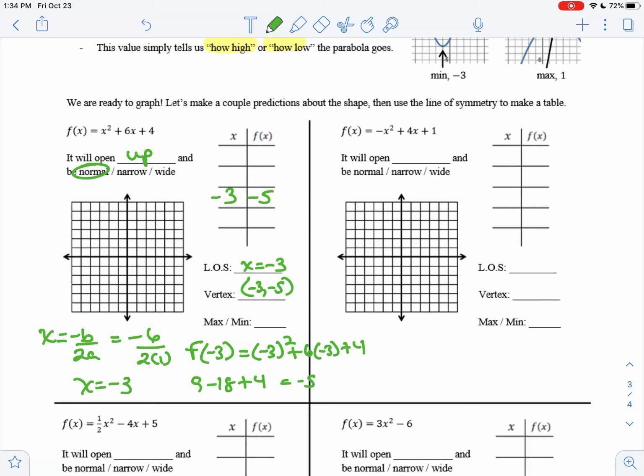So the best thing to do is stick that number in the middle. Okay? Because then you can pick values around it. That's where the symmetry is going to occur. So the symmetry is going to be at x equals negative 3. So 1, 2, 3.